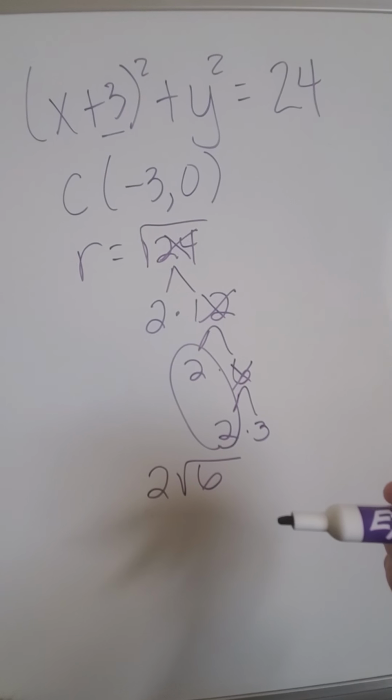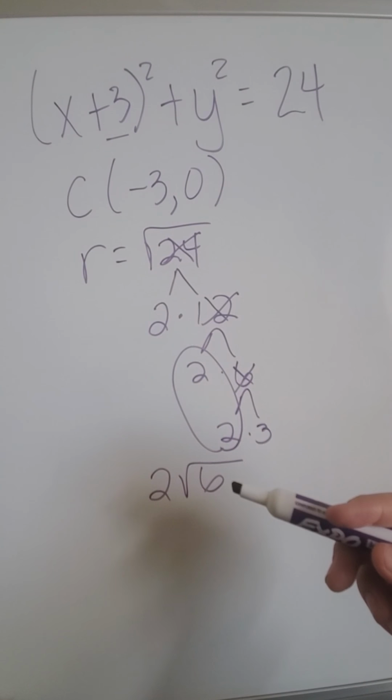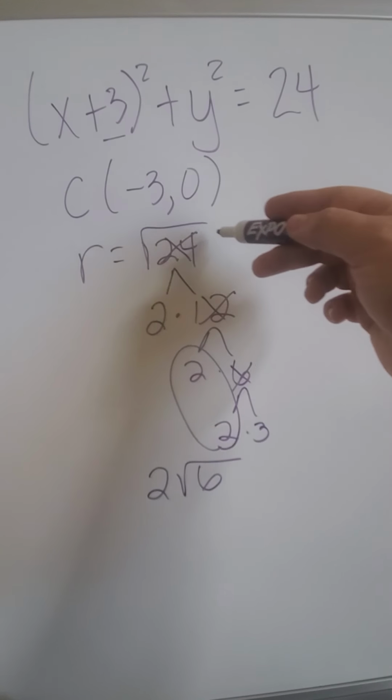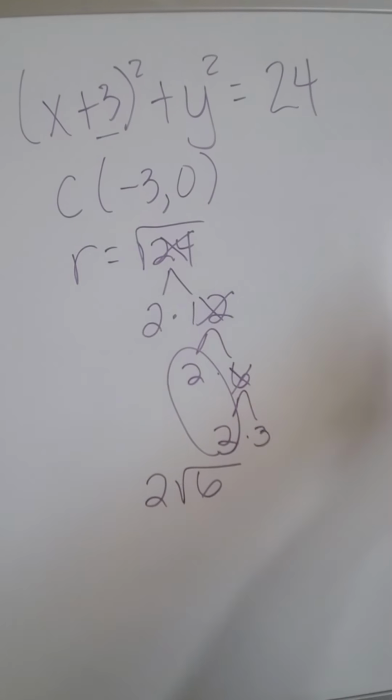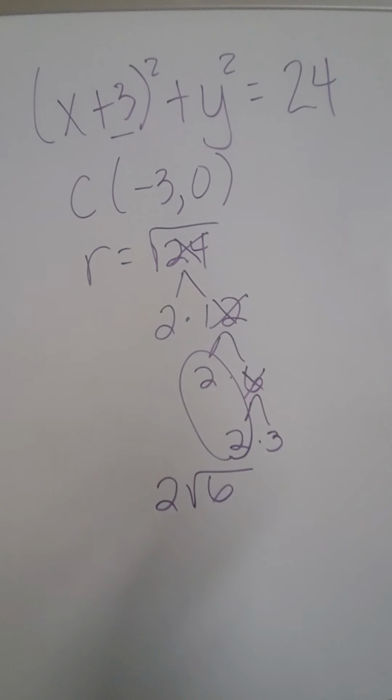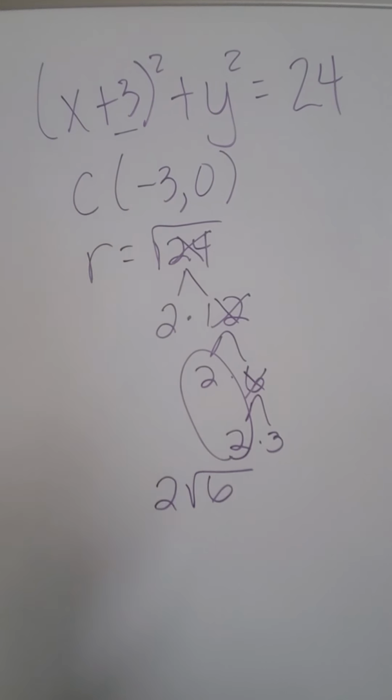If you're on the ACT, you could always plug in the square root of 24, get a decimal answer, and then find the one that has the same decimal answer if that became an issue. I hope this was helpful.